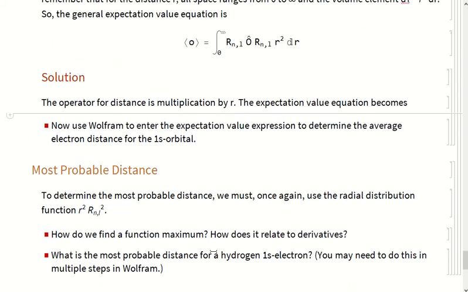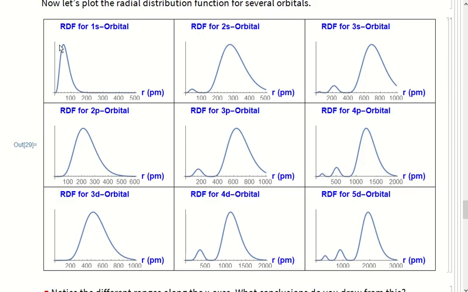What about the most probable distance from the nucleus? If we look at the radial distribution function plots again, the most probable distance, of course, is going to be at the maxima in these radial distribution functions. So we can really estimate what the most probable distance might be by simply looking at the plot. It's not going to give us an exact value, but it's going to allow us to get a ballpark figure, a pretty close value for the most probable distance.